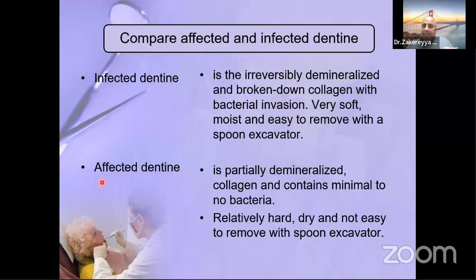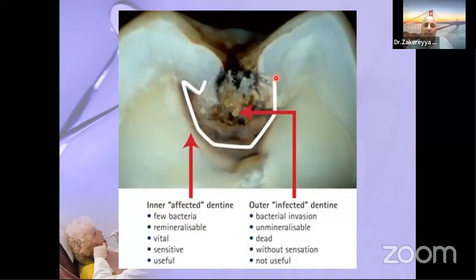While affected dentine is partially demineralized, contains minimal to no bacteria, relatively hard in comparison to the infected dentine. It's hard, it's not moist, it is dry, and not easy to remove with a spoon excavator. There you go. You see this white line. This white line separates the infected dentine above from the affected dentine here, lower to it.